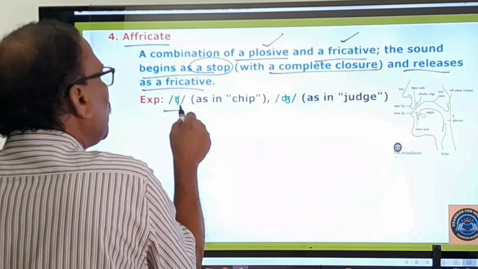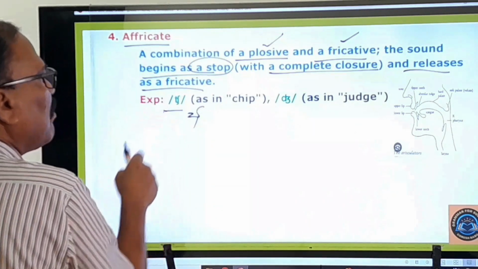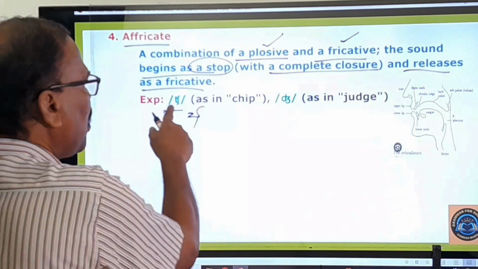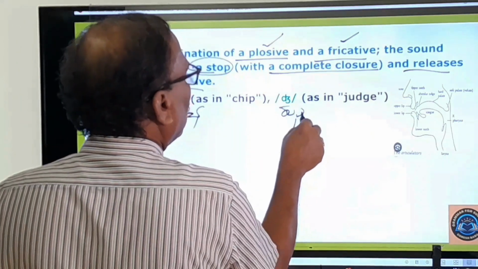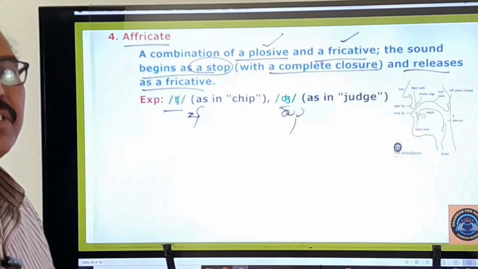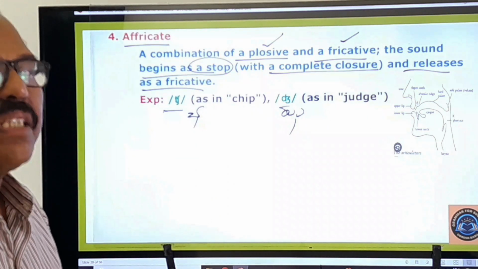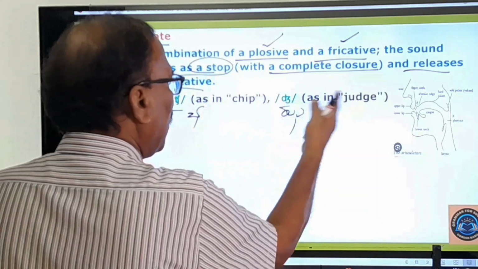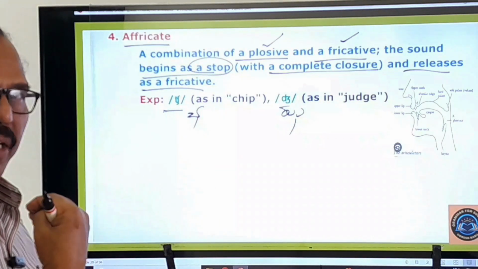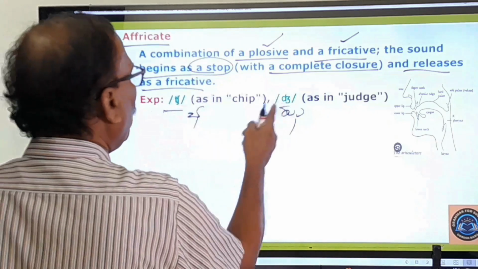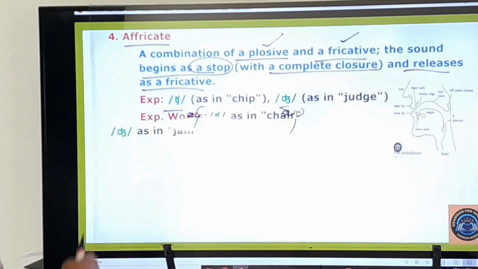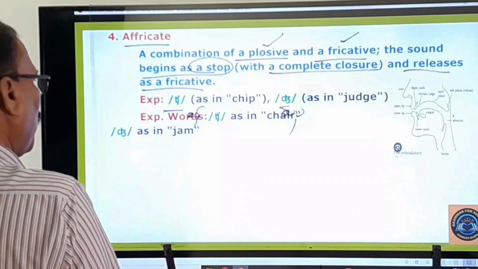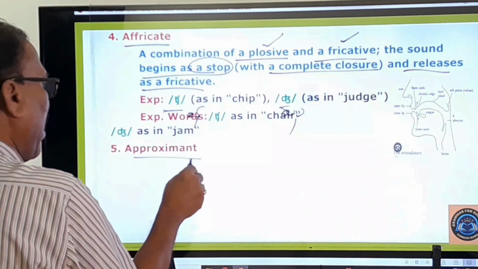Okay. And here cha, this is cha. And this is ja is there. Ja, judge. So in the pronunciation of the ja and this cha, the airflow is stopped and suddenly released. Therefore, these two are called affricates. And some example words are also given here: cha with chain and ja with jam. Okay, right, like that.